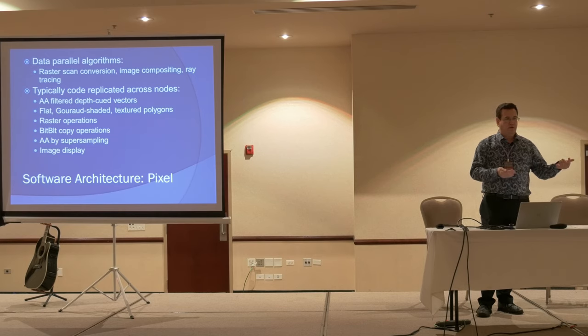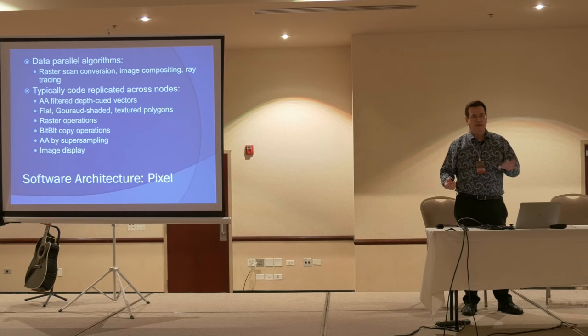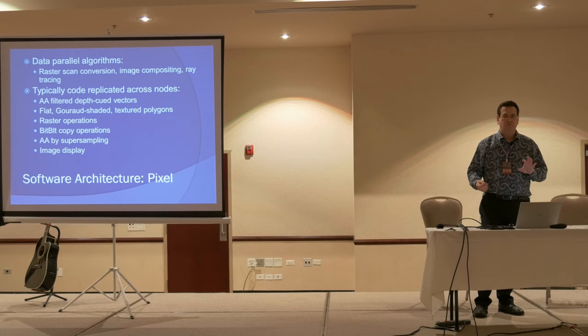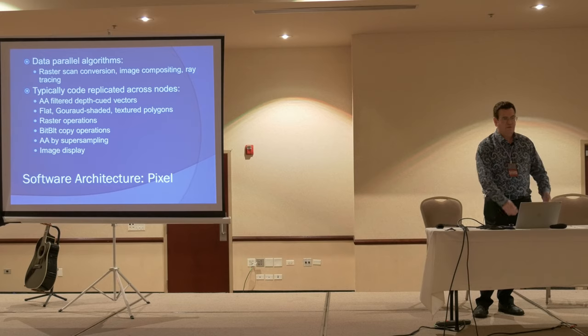Again, you could do flat shading of triangles, Gouraud shading of triangles, where you're interpolating lighting contributions between vertices. In textured polygons, you can do bit-blit operations. You can also do anti-aliasing by supersampling, sometimes called brute force anti-aliasing. You just render the image 16 or 8 times bigger than it actually has to be and then filter that down at the end. You could do that filtering in the parallel pixel nodes. And, you know, hey, I have an image on the host. I want you to put it on the screen. You could just have that come down.